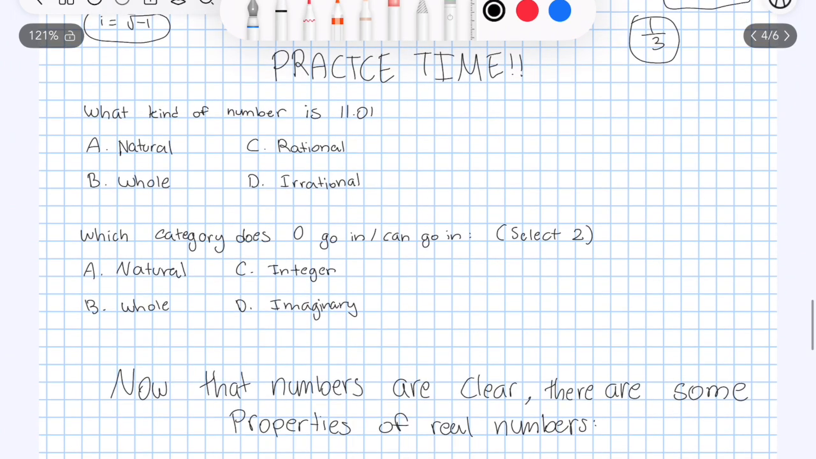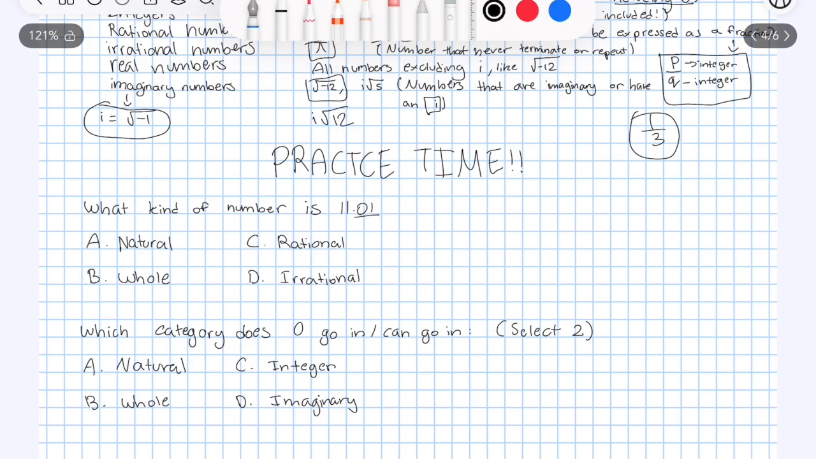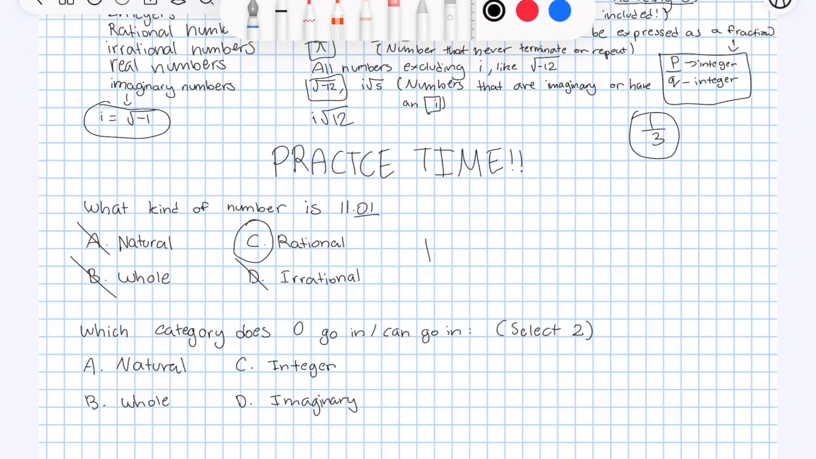Okay, time for practice. Pause the video and figure out these questions on your own, and I will be displaying the answer to you in just a couple of seconds. So, what kind of number is 11.01? Since there's a decimal place, we can already rule out natural and whole numbers. And since this terminates, it's just 11.01, we can also rule out irrational numbers. Therefore, this makes it a rational number. So 11.01 is a rational number.